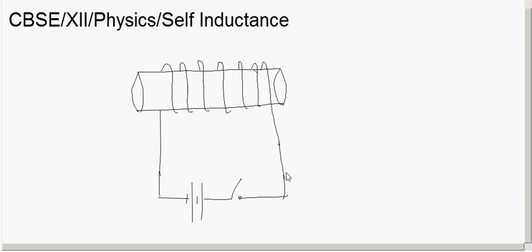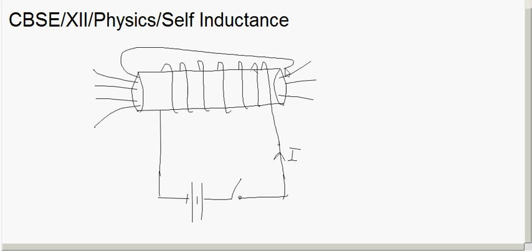Now once the switch is closed and current starts flowing, we know the coil will behave as a magnet. There will be a magnetic field. Let us draw the magnetic field. One end will act as north pole, another end will act as south pole. These things we have already learned. You can refer to the previous chapter videos for how the coil behaves as a magnet and which end will behave as north pole, which end will behave as south pole, etc. Now a current is flowing and the coil behaves as a magnet, so there exists a magnetic field around this coil.